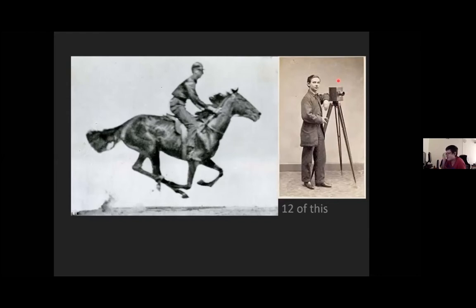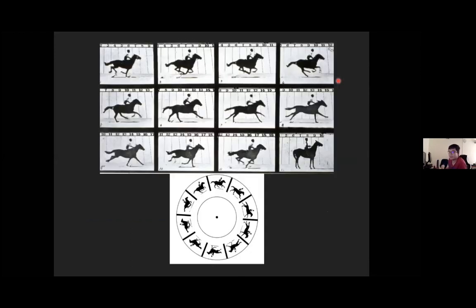He set up something like 12 of these at the track. How it works is he set all these 12 cameras right beside the track, and also set up wires stretched along the track. So when the horses run and trip the wire, it activates the shutter and takes a picture. And after that, he made them into something like that.